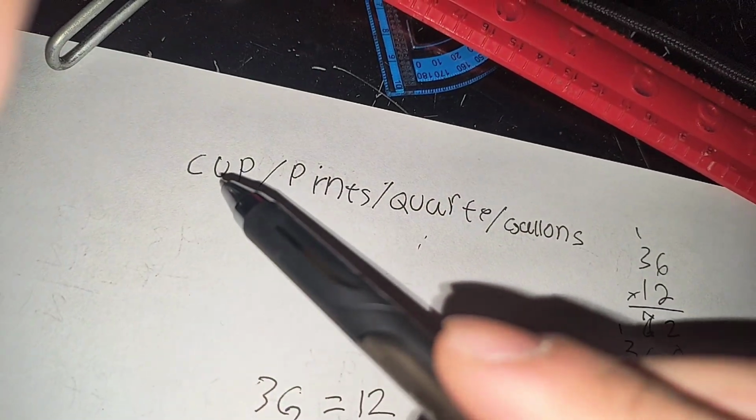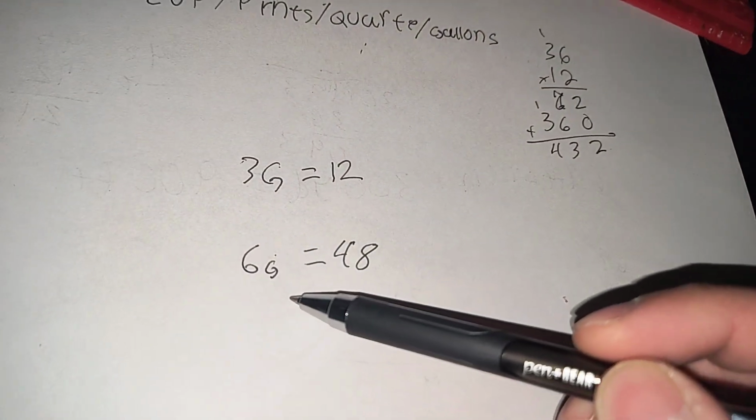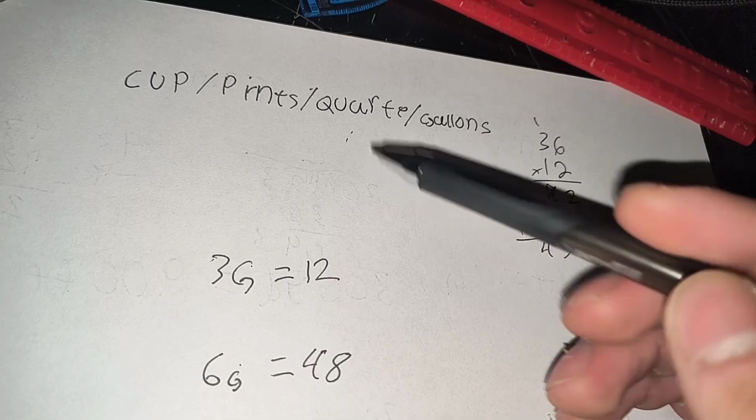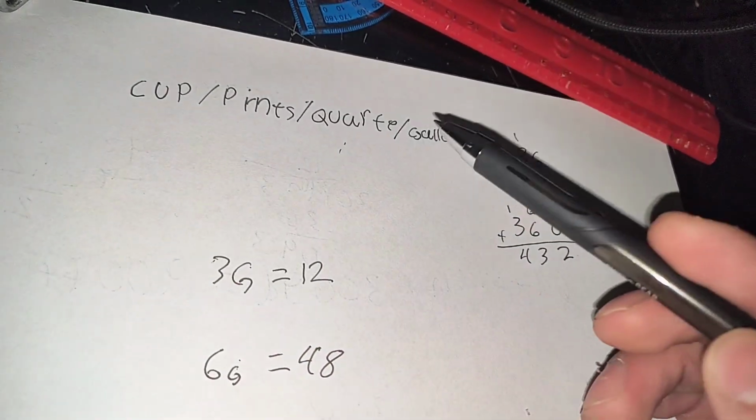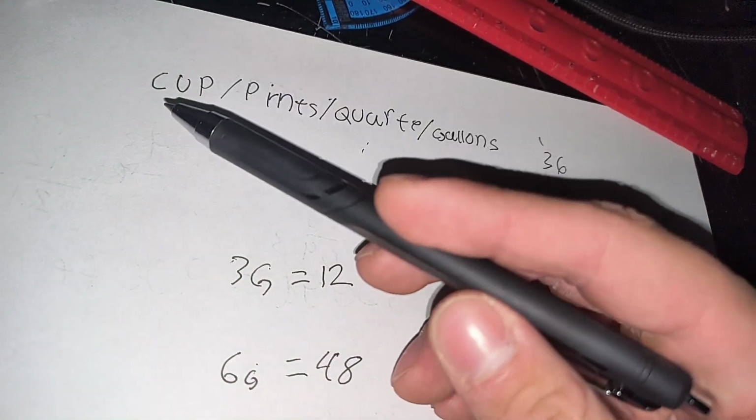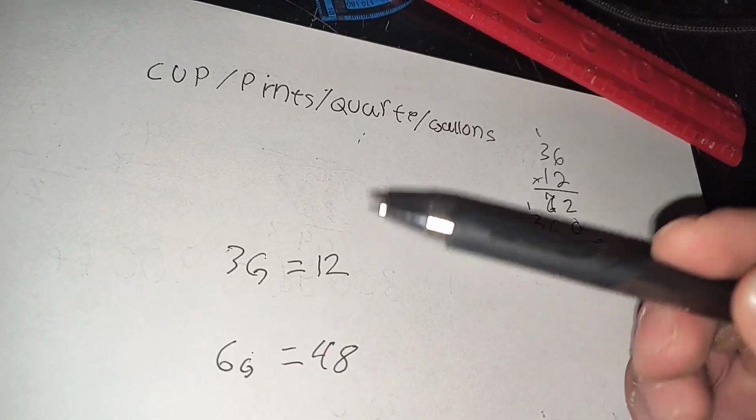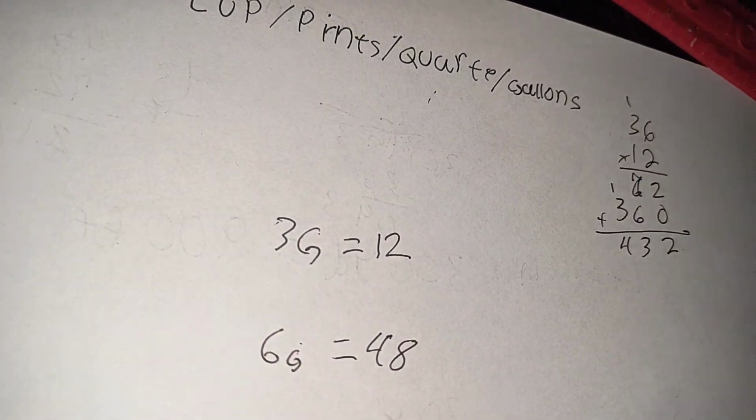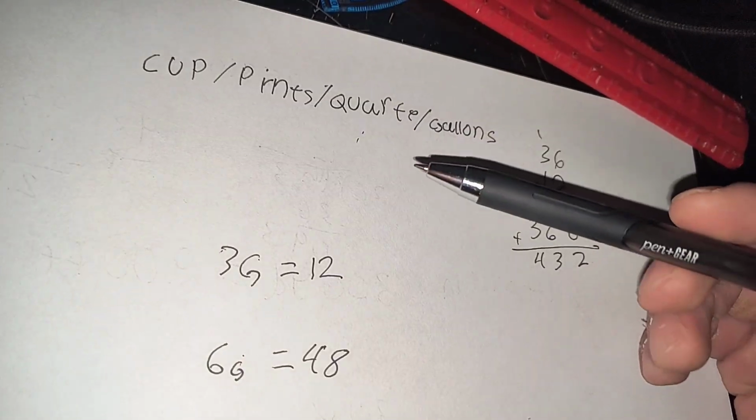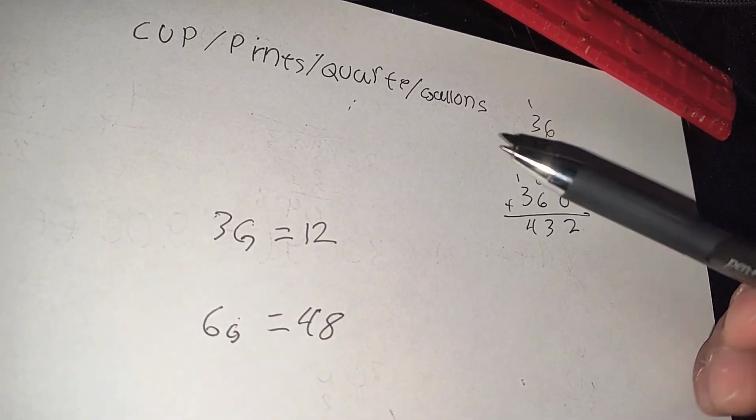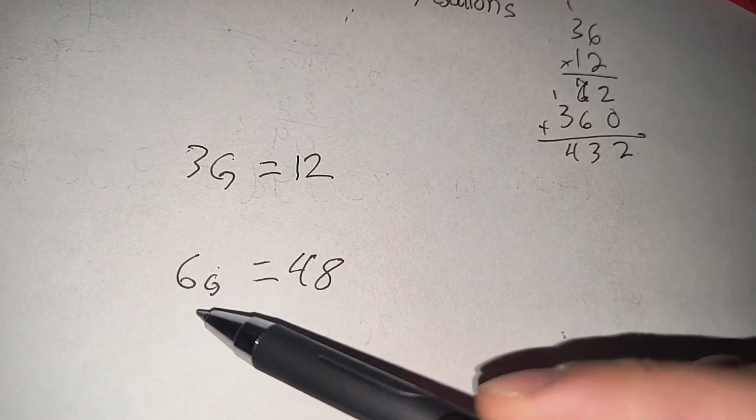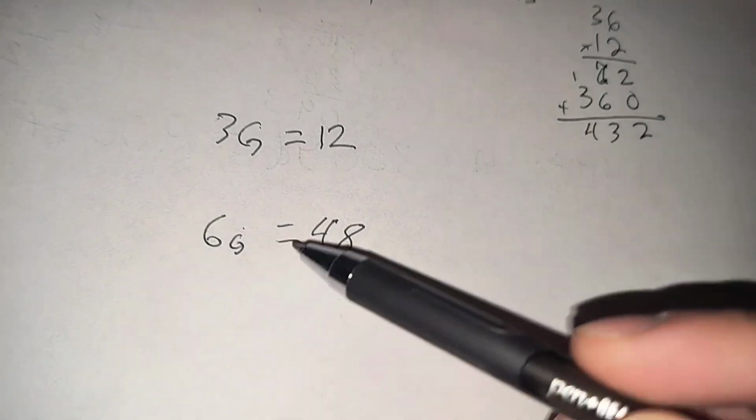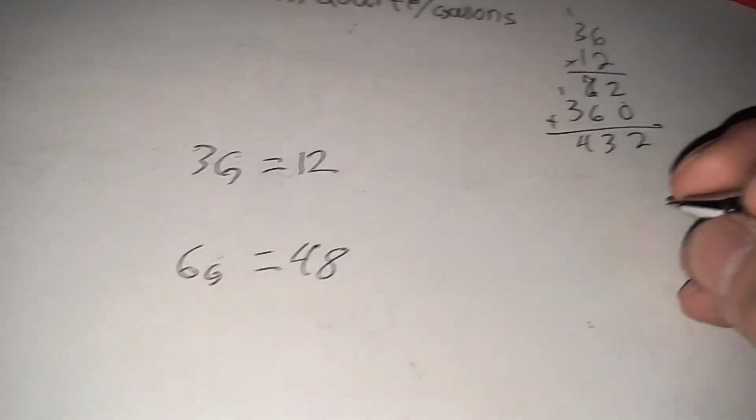Now if I wanted to do the same thing but with cups, well, since there are 8 pints in each gallon and there are 2 cups per pint, if I multiply 2 cups times 8 pints, that would get me 16 cups. So there's 16 cups for each gallon. If there's 16 cups for each gallon, I multiply 16 times 6.